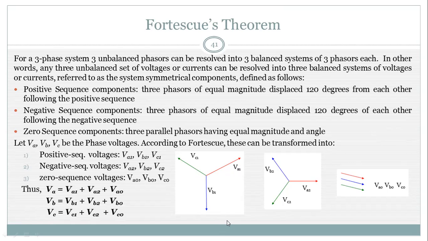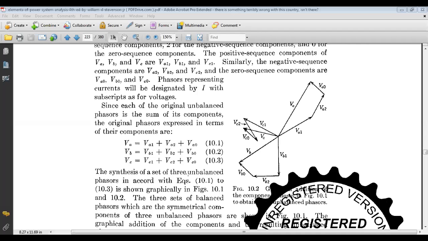If we consider a power system whose vector diagram looks like this, then this is a balanced original system diagram. Now, if an unsymmetrical fault occurs in this power system, then the power system's vectors are not balanced. So these will be unbalanced and maybe look like this.